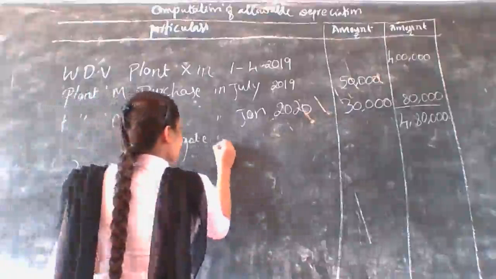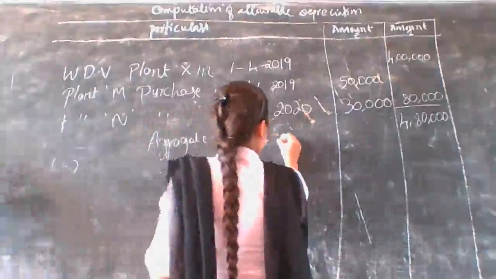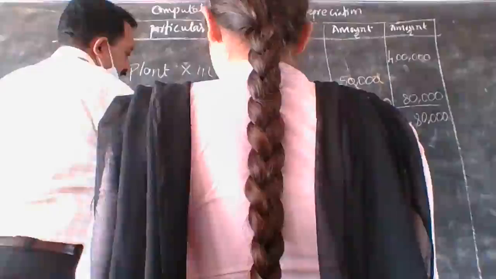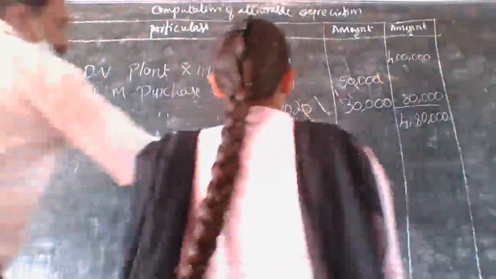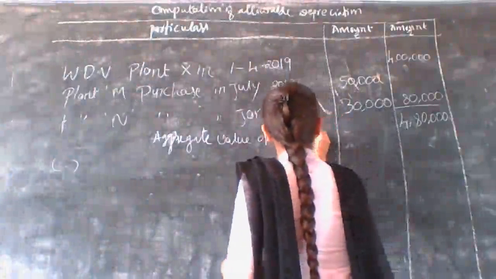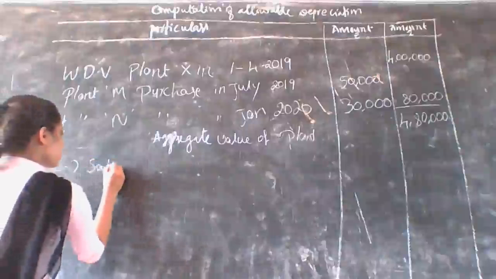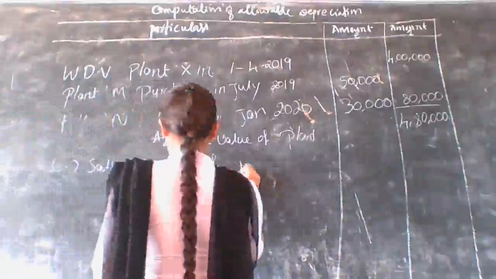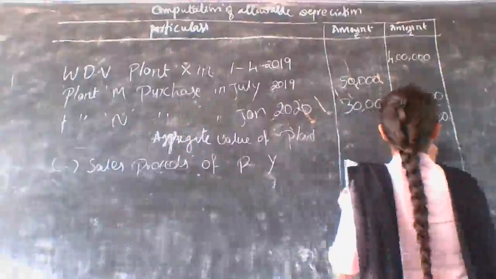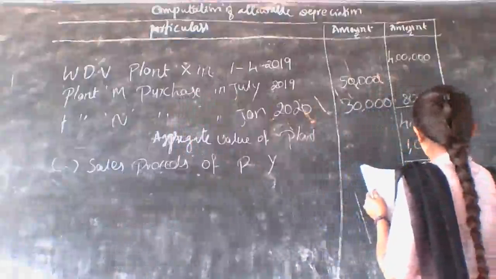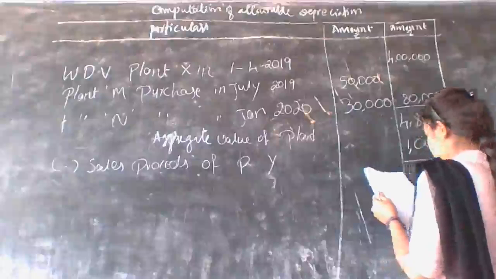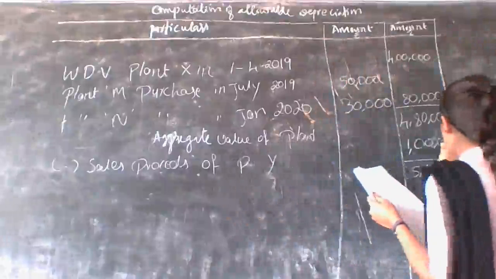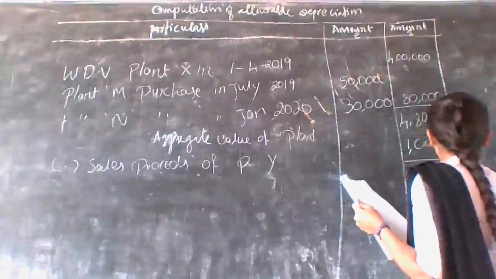Aggregate value of plant 4,80,000. Sales proceeds of plant Y, 1 lakh. Less, not deduct. 3,80,000.